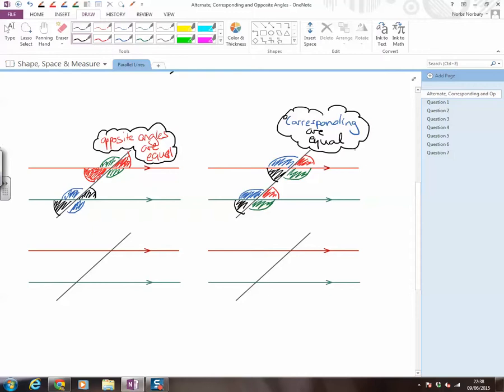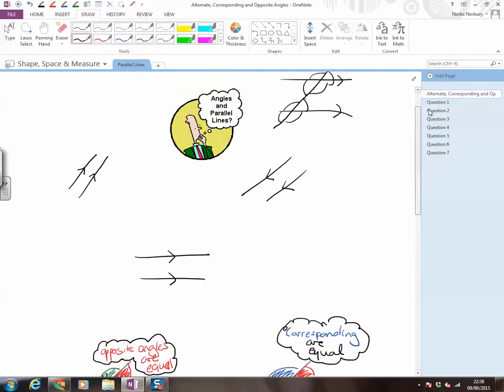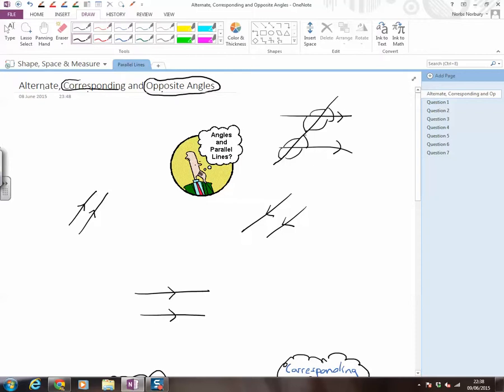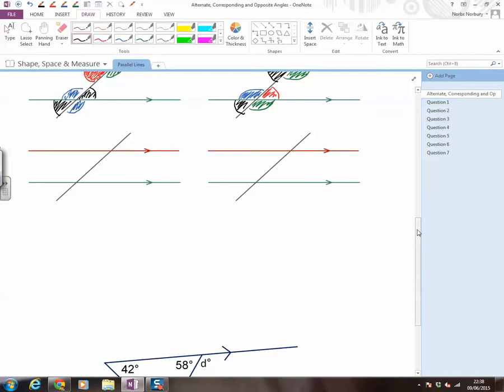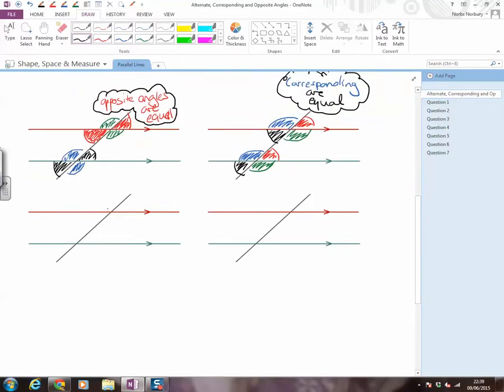Well, we only have one type of angle left now. We've done corresponding, we've done opposite, and now we need to do alternate. So let's have a look. Here we go. If we take, for instance, this angle here, this angle here is alternate to that one. It's on the opposite side, so that's alternate there. And in fact, if we take this red angle here, this red angle is alternate to that red angle.